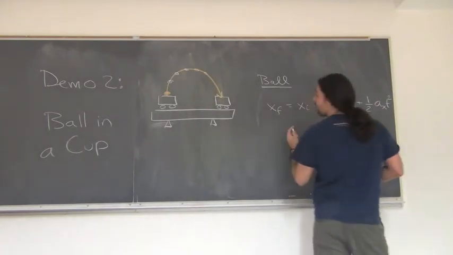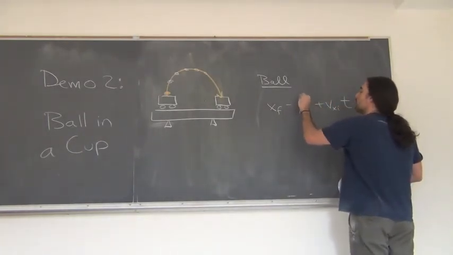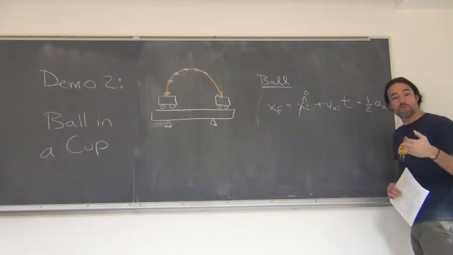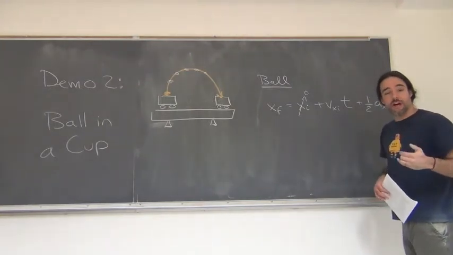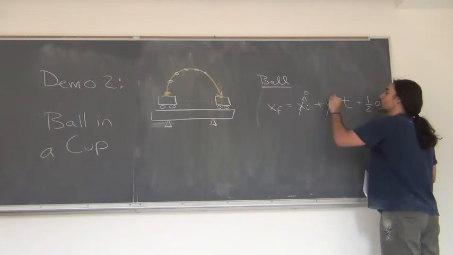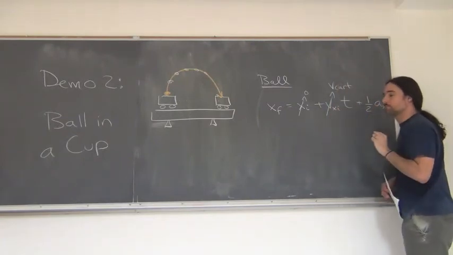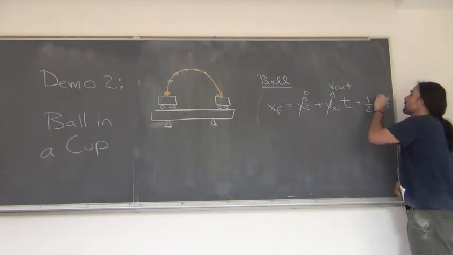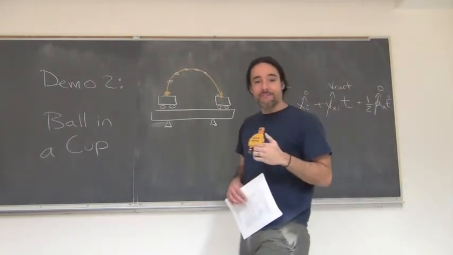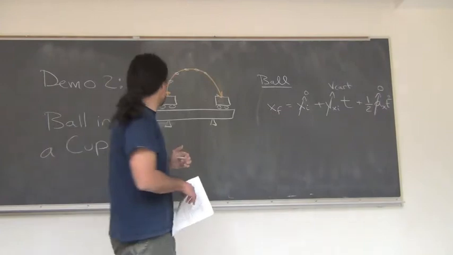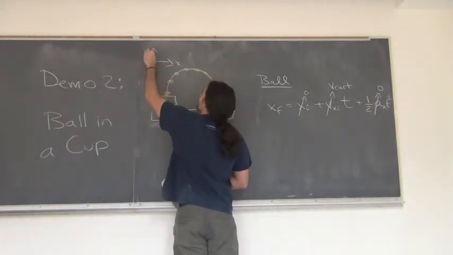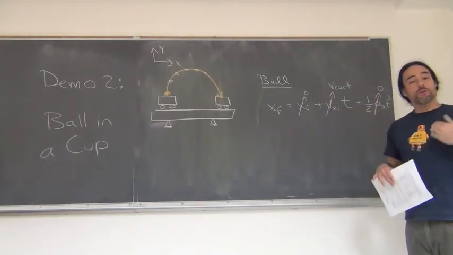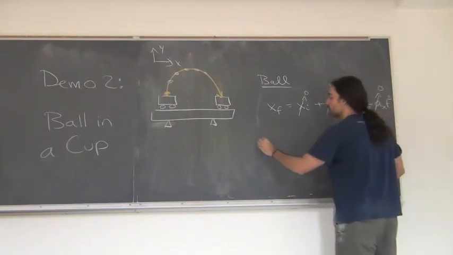Well, let's just define our origin to be its initial position. So that would be 0. Its initial x velocity, well, initially it's moving with the cart. It doesn't have any x velocity other than what the cart has. So that's just the velocity of the cart. Its x acceleration, well, it doesn't have any x acceleration because its only acceleration is due to gravity, and gravity pulls in the y direction. Again, assuming the x direction is the horizontal direction and the y direction is the vertical direction. But the x motion for the ball is exactly the same as the x motion for the cart.